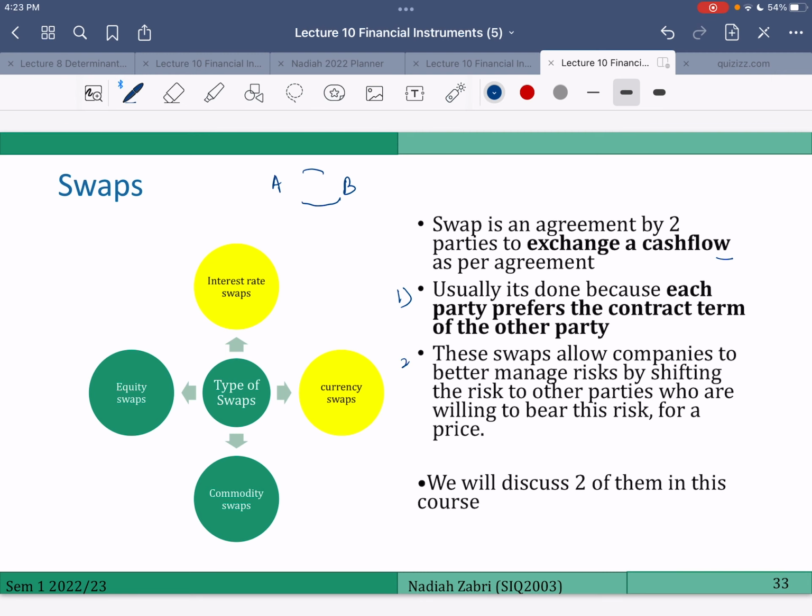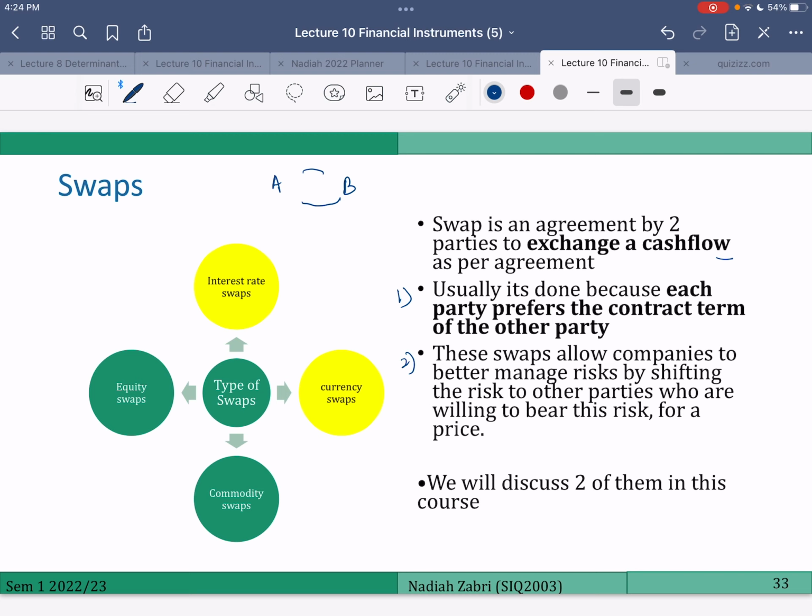Another potential reason is that swaps allow companies to better manage their risk by shifting the risk to another party. So the more risk averse party can give the more risky term to the other party that is willing to take some risk, but for a price. And so they are swapping a more stable cash flow with a more risky cash flow. Okay, but for a price.